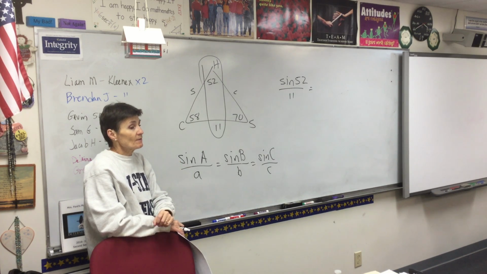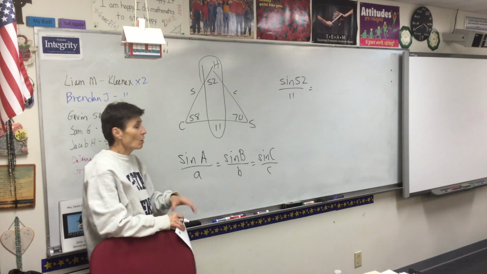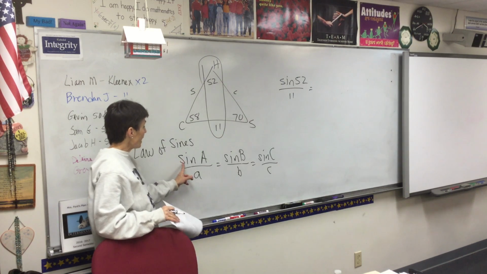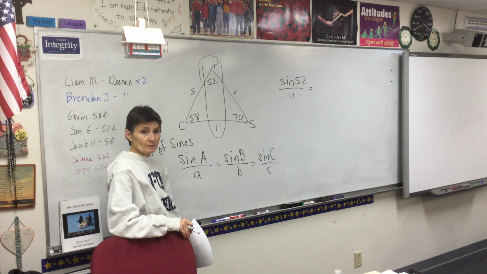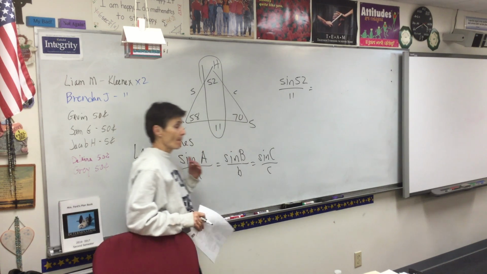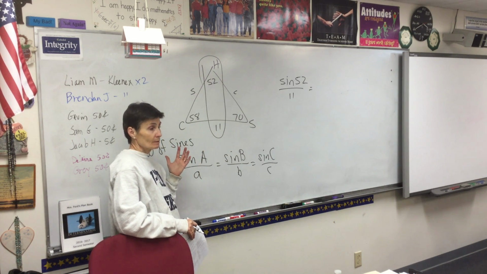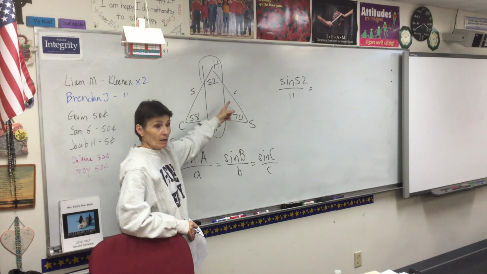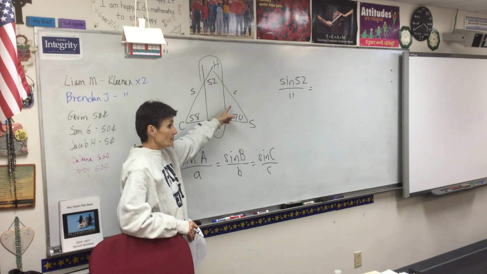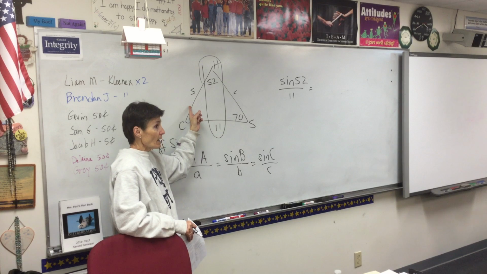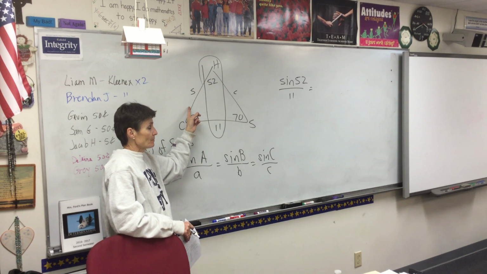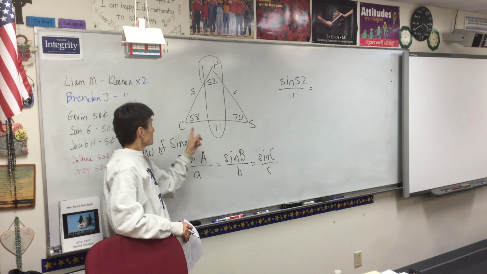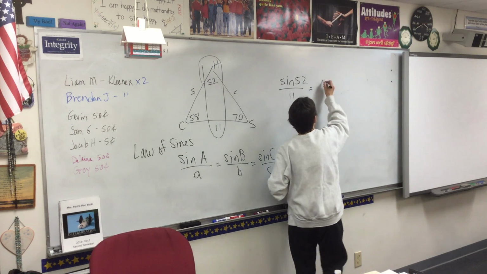I'll have people put just 52 over 11. No, no, no. It's called the law of sines. You got to have the sine in there. So it's sine 52 over 11. And what am I going to set that equal to? Pick one. It doesn't matter. How about sine 58 over C? Could I have said sine 70 over S? Yep, and that's going to be my next step. It's just like when Toby picked an angle. Just pick one. So sine 58 over C.